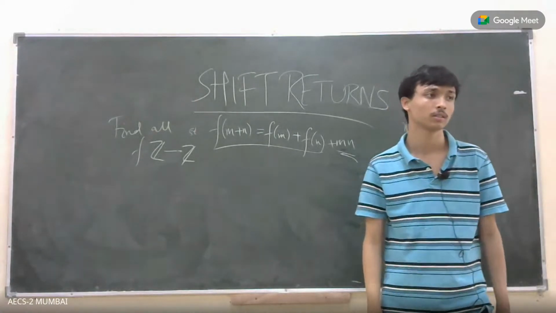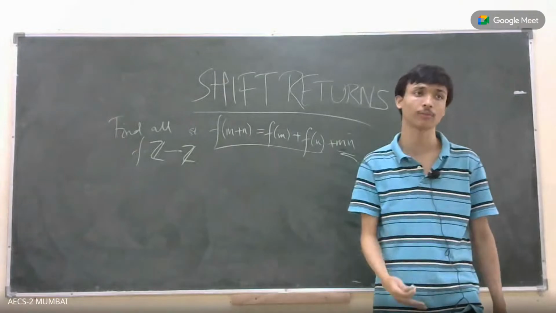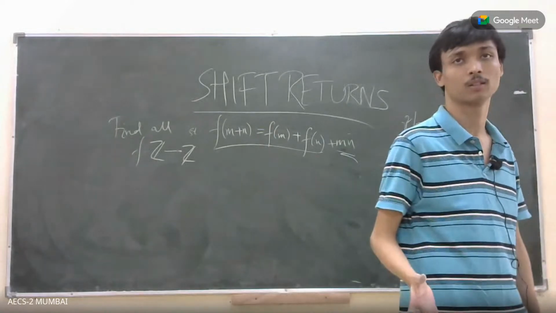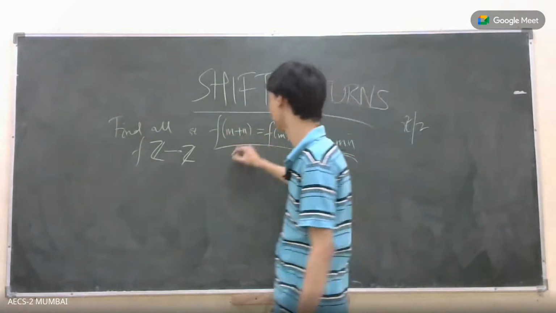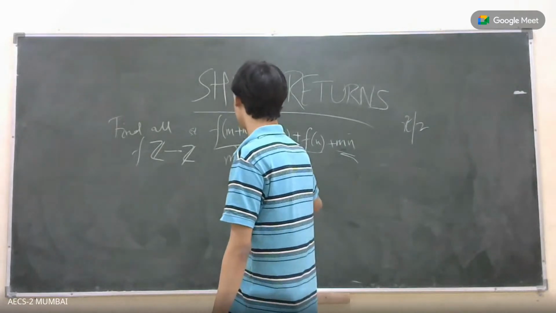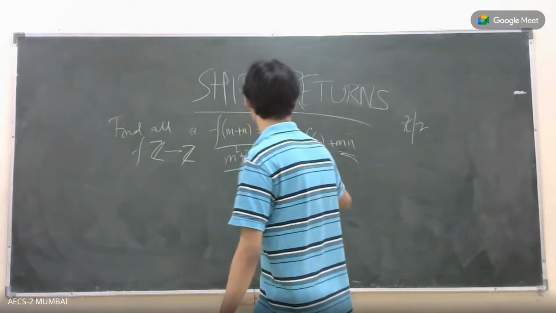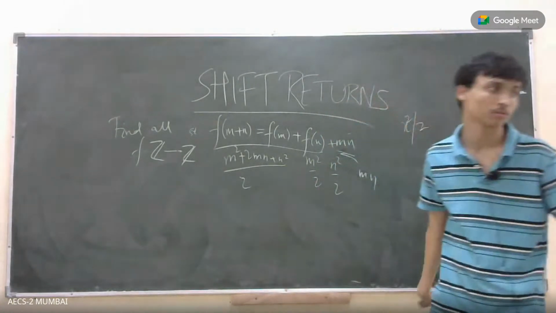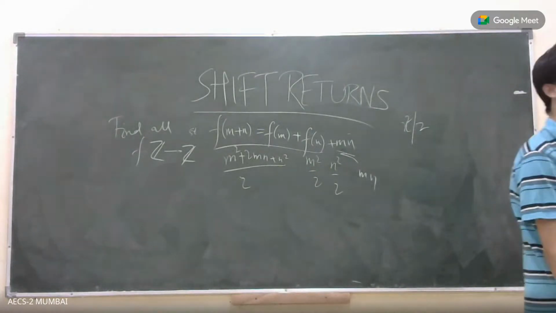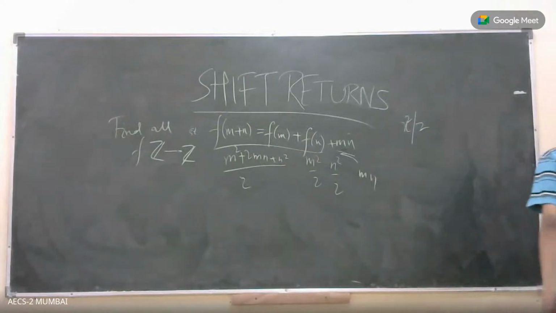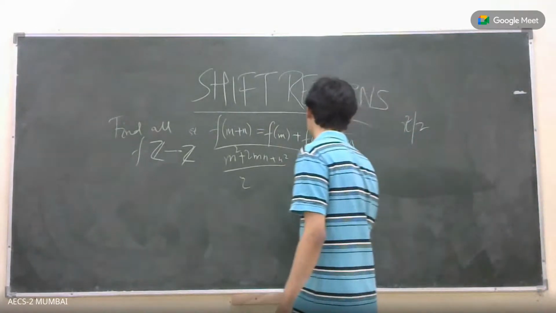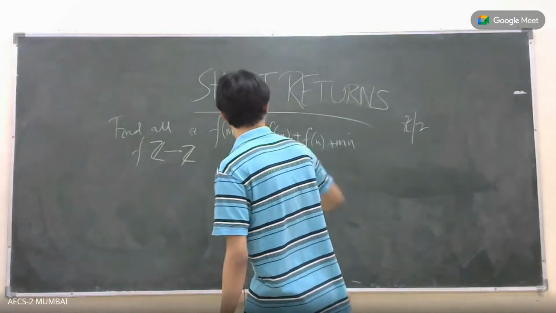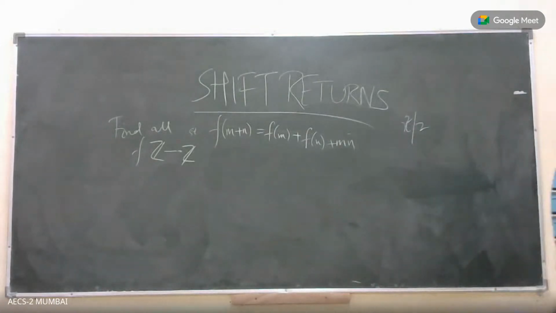I mean, you get mn when you square stuff, but you get 2mn when you square it. So I want just mn. So x square by 2, and when you put x square by 2, this becomes m square plus 2mn plus n square by 2. This becomes m square by 2, this becomes n square by 2, this becomes mn. Okay, so we found the solution.